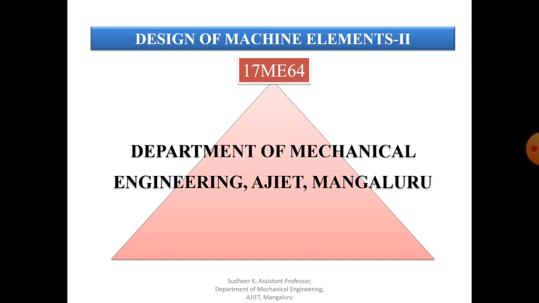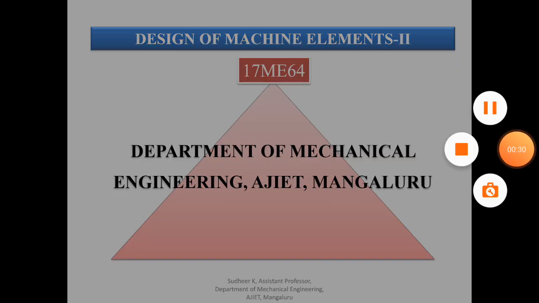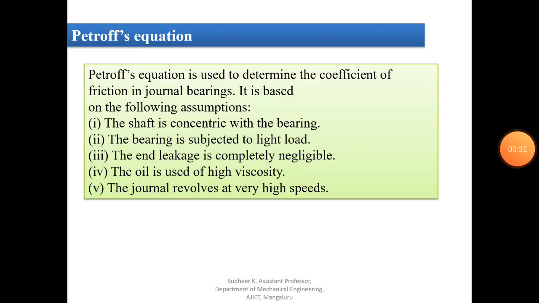We'll start with the Petrov equation. So coming to the Petrov equation, it is used to determine the coefficient of friction in general bearing. It is based on some important assumptions, so we'll see what the assumptions are.